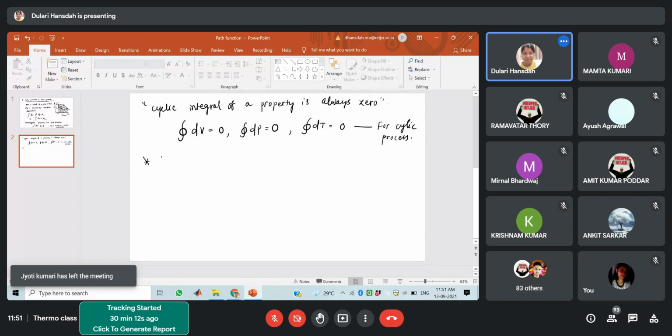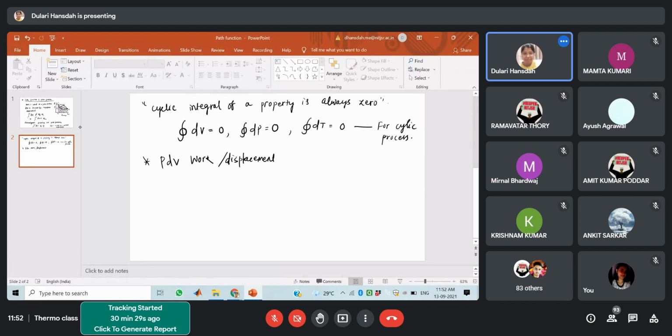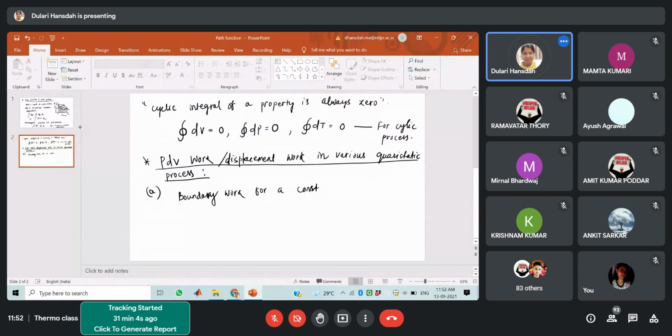Now we will find out the PdV work, or displacement work, or boundary work, in various quasi-static processes. Okay, so the first one is boundary work for a constant volume process.